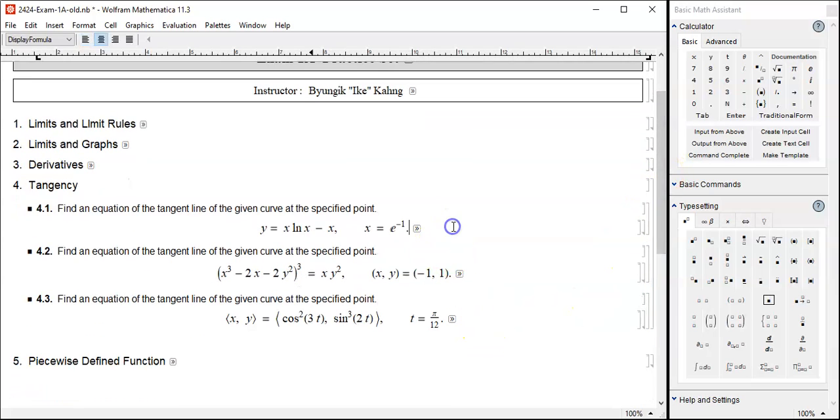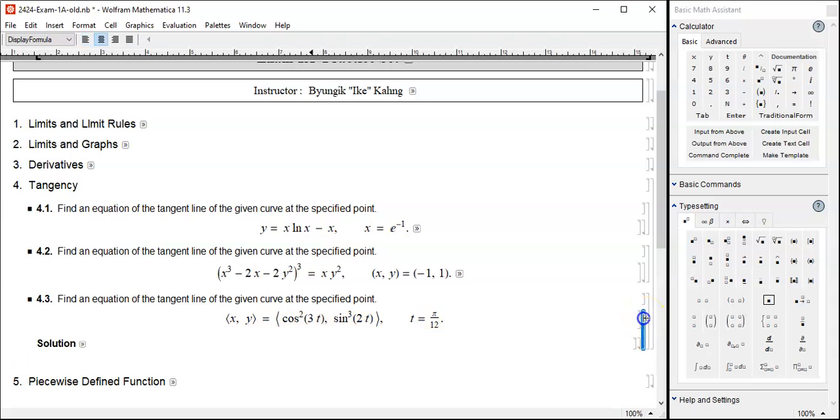Okay, we did a graph problem and we did an implicit curve problem. Next, let's do a parametric curve problem. X and y are given as cosine squared 3t and sine cubed 2t respectively, and t is given as pi over 12. Let's find the equation of the tangent line.